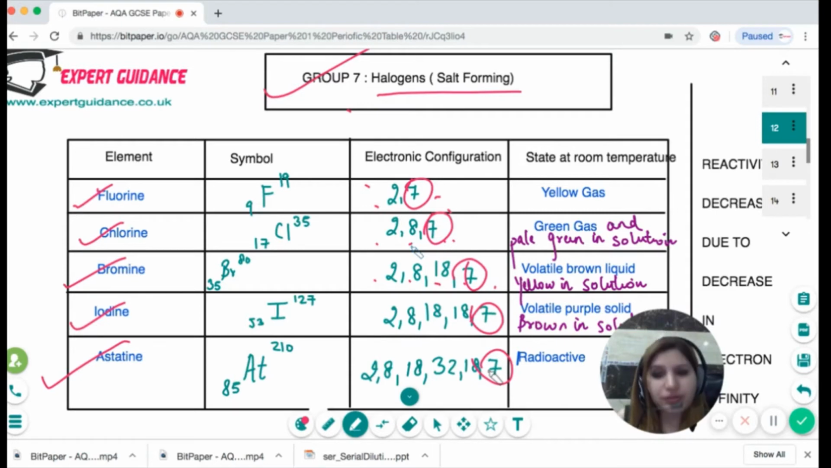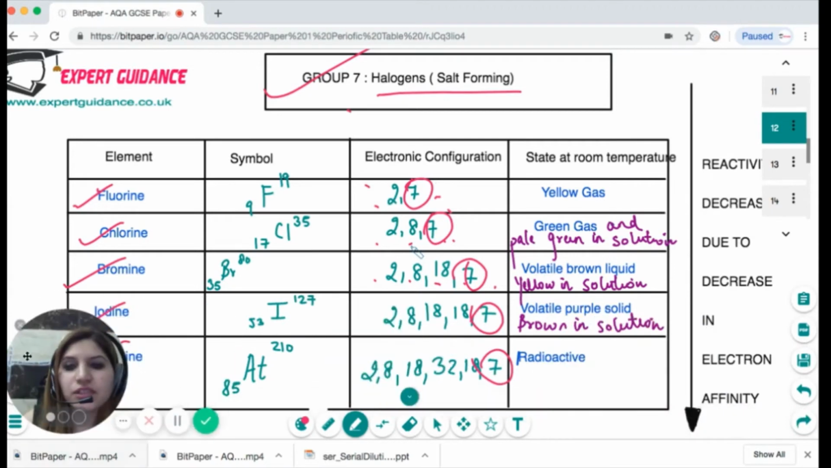Fluorine is a yellow gas, chlorine is a green gas, and if there's any reaction that results in the formation of chlorine in a solution, it will give a pale green color. Bromine is a volatile brown liquid, but if bromine is in the form of bromine water, it will be a yellow colored solution. Iodine is a volatile purple solid, but in solution it will form a brown solution. And astatine is a radioactive halogen.